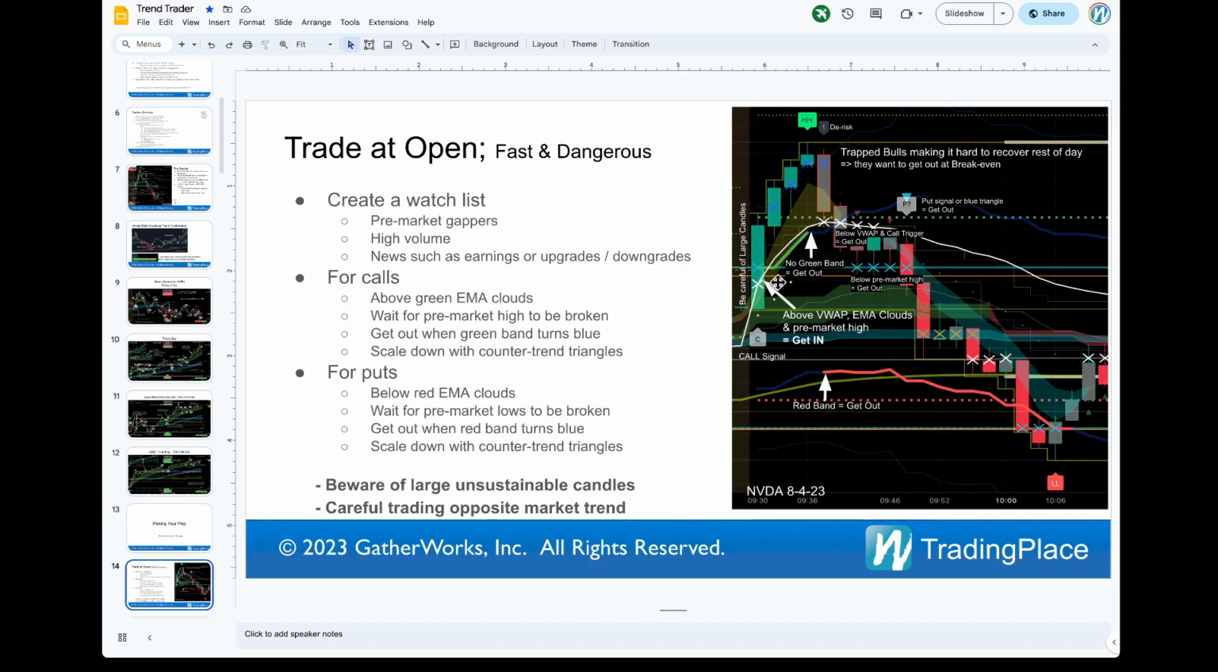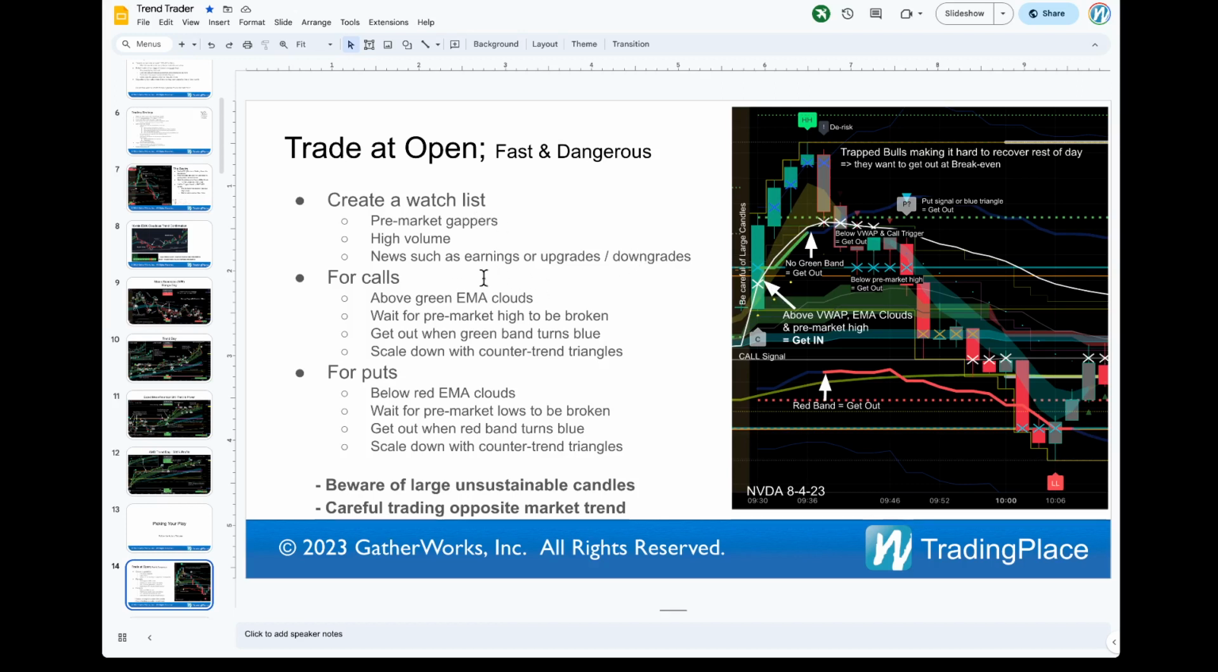But again, we'll talk about all of these things. When you have a big, very strong candle, you want to be careful. Because you don't have a proper auction, so many times it will come back and re-auction it to see if it can take other people's money.